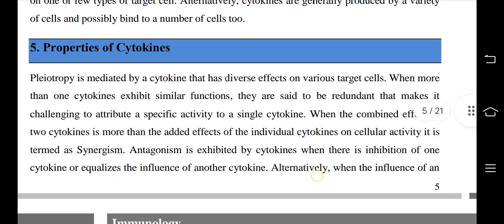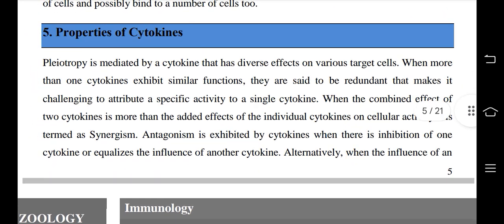Properties of cytokines. Pleiotropy is mediated by a cytokine that has diverse effects on various target cells. When more than one cytokine exhibits similar functions, they are said to be redundant. That makes it challenging to attribute a specific activity to a single cytokine. That is redundancy.